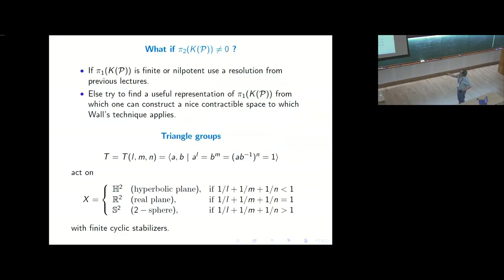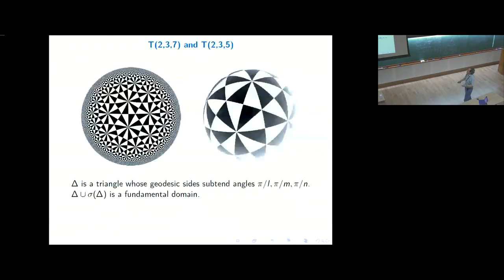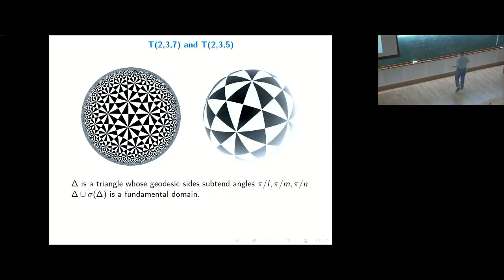237 corresponds to the hyperbolic case. 235 corresponds to the spherical case. In each case, you can produce a fundamental domain. And in each case, what is a fundamental domain? It consists of 2 copies of this triangle. It's a rotation subgroup.